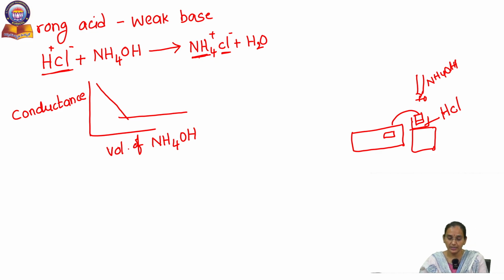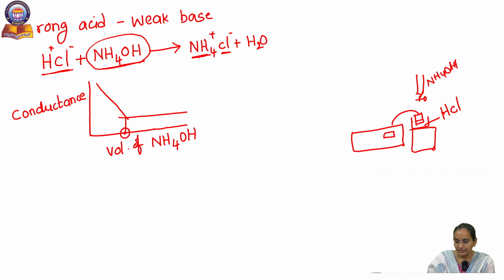Why is there no change in the conductance here? Because ammonium hydroxide doesn't exist as ions. It doesn't exist as NH4+ and OH- ions. It exists simply in unionized form. That means it exists as ammonium hydroxide. It doesn't have any ions. So there will be no change in the number of ions, so the conductance will remain constant after neutralization of HCl. If we plot a graph between the volume of ammonium hydroxide and conductance, we'll get a graph like this. The intersection of these two lines will give the end point.